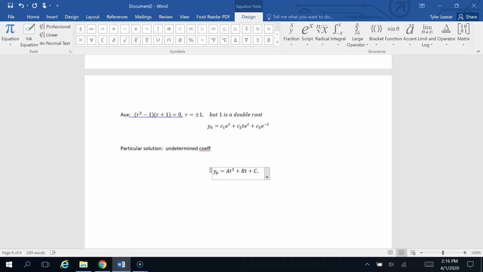We're going to do the same thing that we did in the last example. We're going to take the derivative of this thing. We're going to have to do it 3 times, though, and plug it all in. So the first derivative, we're going to get 2at plus b. Oops, that should be the first derivative here, sorry.